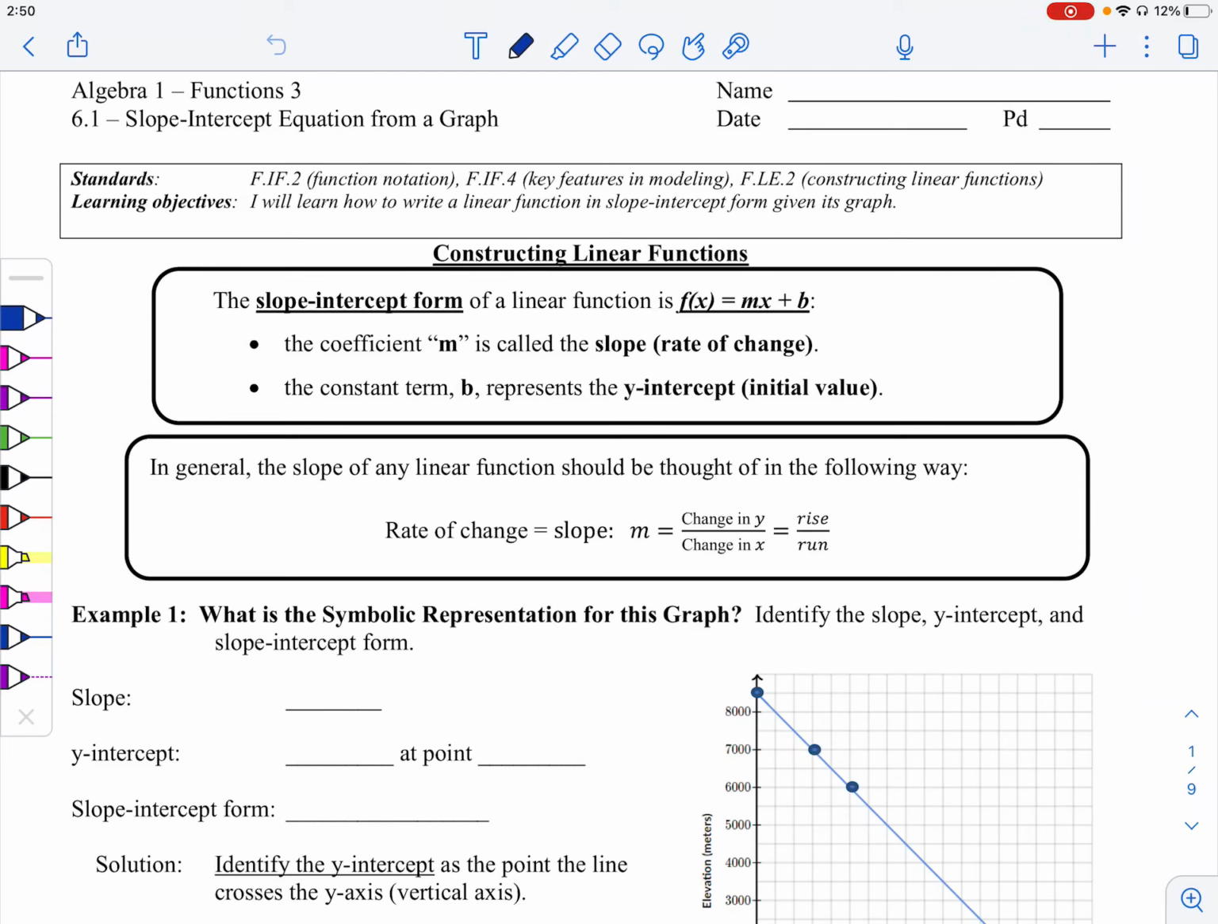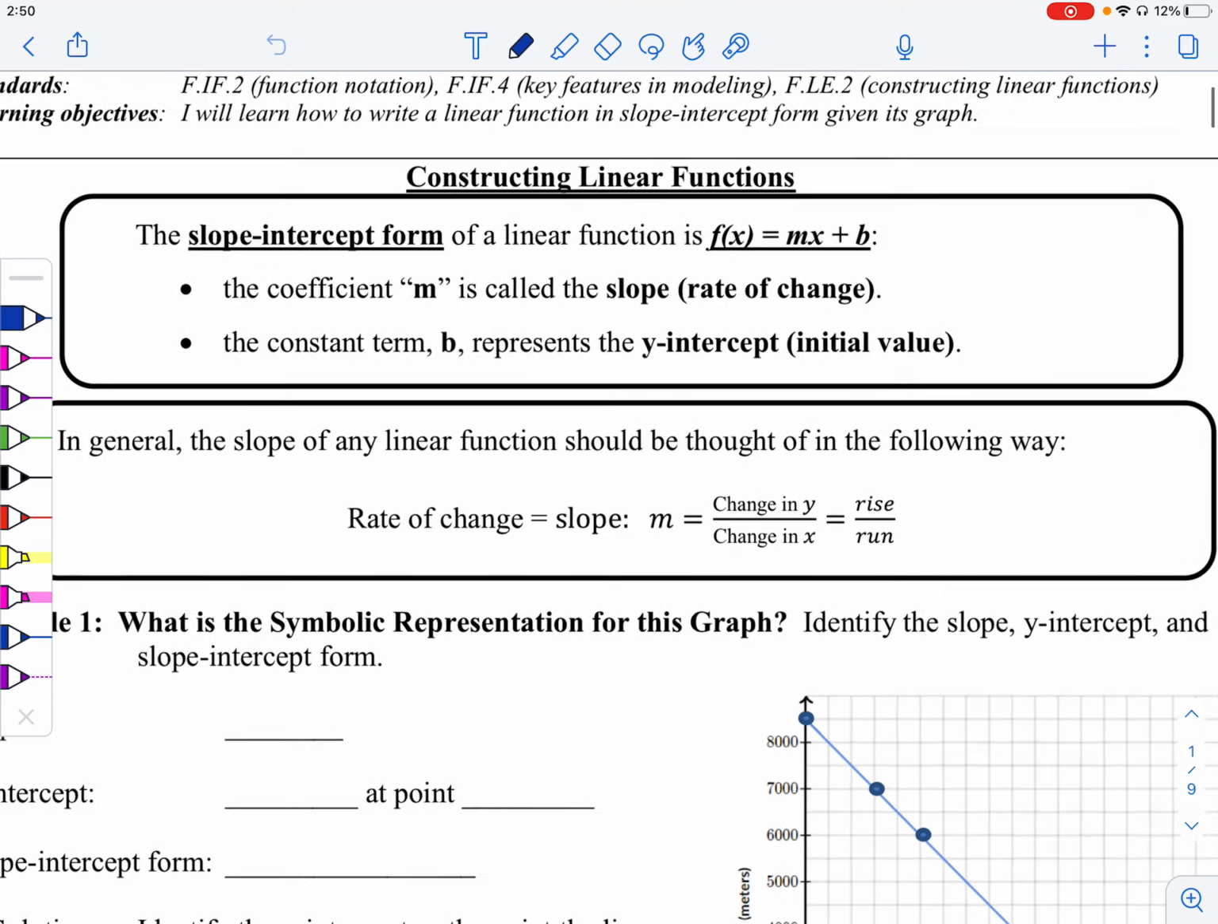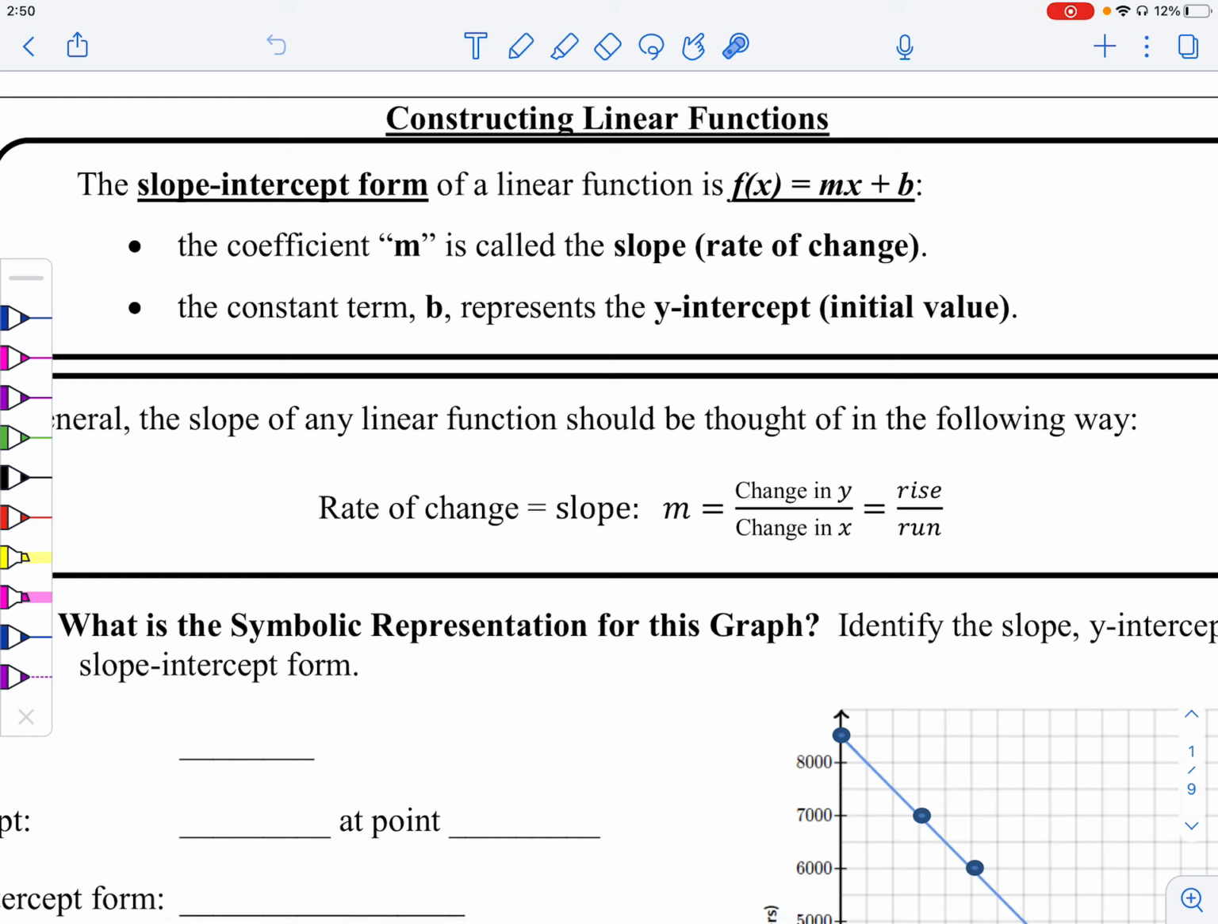It's 6.1, slope-intercept equation from a graph. So remember, slope-intercept form, we had our y equals mx plus b. And f of x is the same thing. So remember, y equals mx plus b. Our m value is our slope, which is rate of change. Our b value is our y-intercept, which is initial value.